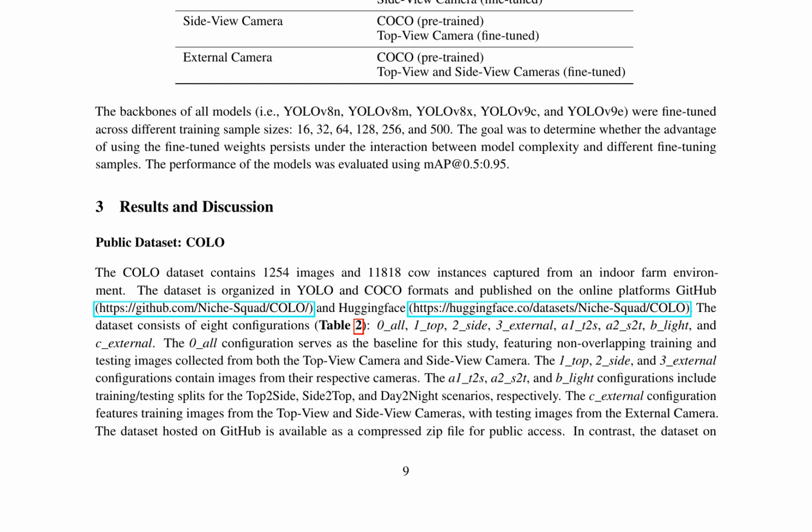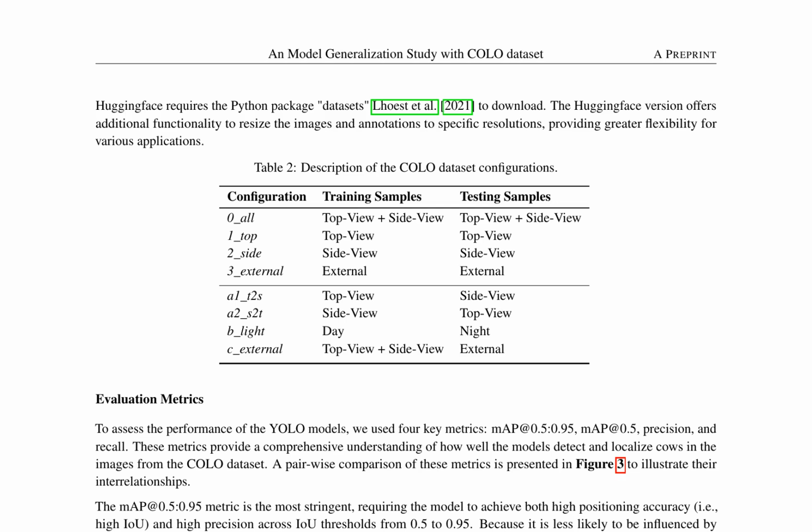The performance of the models is evaluated using mean average precision at intersection over union thresholds from 0.5 to 0.95. The study delves into the generalization capabilities of YOLO models trained on the COLO dataset, focusing on the impact of camera view angles and environmental conditions. The COLO dataset is a collection of images taken from various angles and under different lighting conditions, providing a comprehensive platform for model evaluation. The Hugging Face version of the dataset offers additional functionality to resize images and annotations to specific resolutions, enhancing flexibility for various applications. The evaluation metrics used in this study include precision, recall, and two variants of the average precision (AP) metric. These metrics provide insights into both the localization and classification capabilities of the models, helping to identify strengths and weaknesses under different environmental conditions and camera angles.